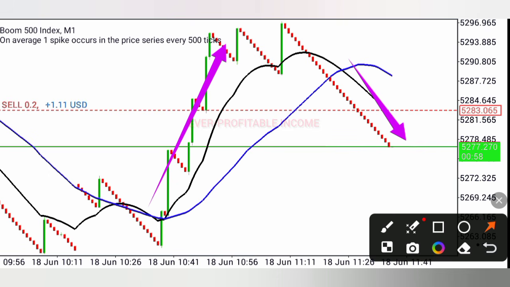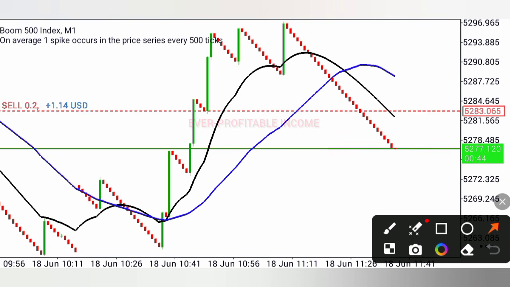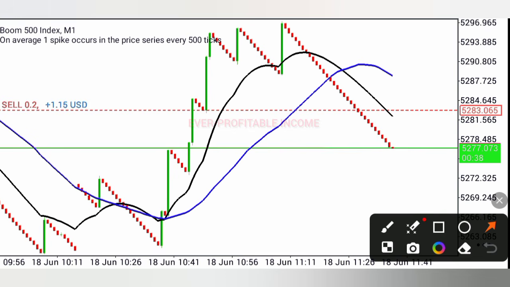But I know you like catching spikes, right? So I'm going to show you how to catch these multiple spikes using this strategy. It's a very simple strategy and is beginner friendly. As a beginner, it's the best strategy that you can use to start making profit right away. Now let's look at how this strategy works.